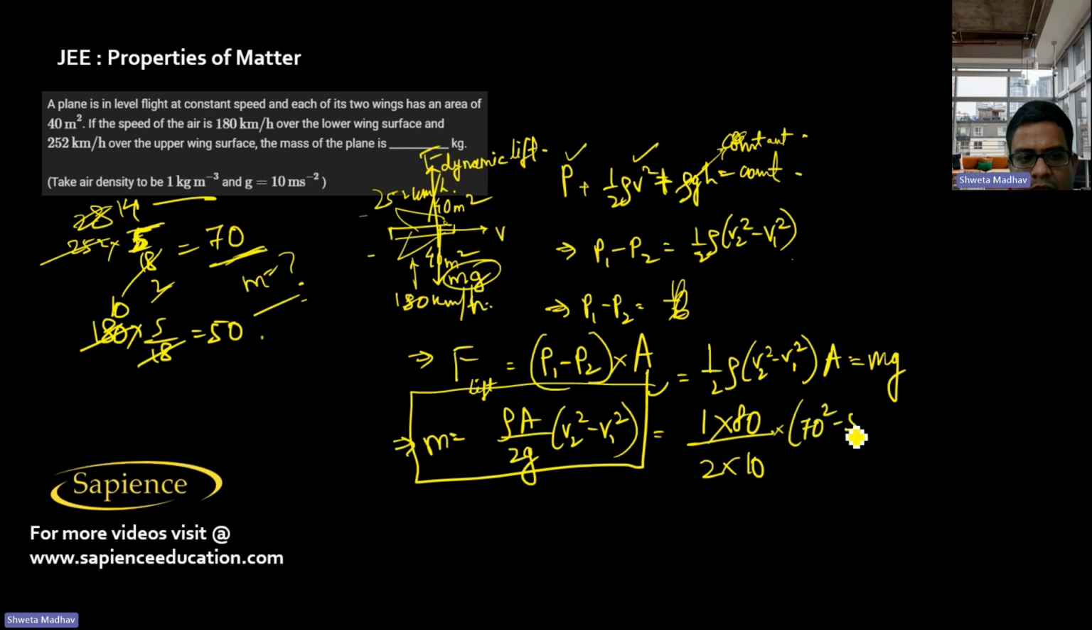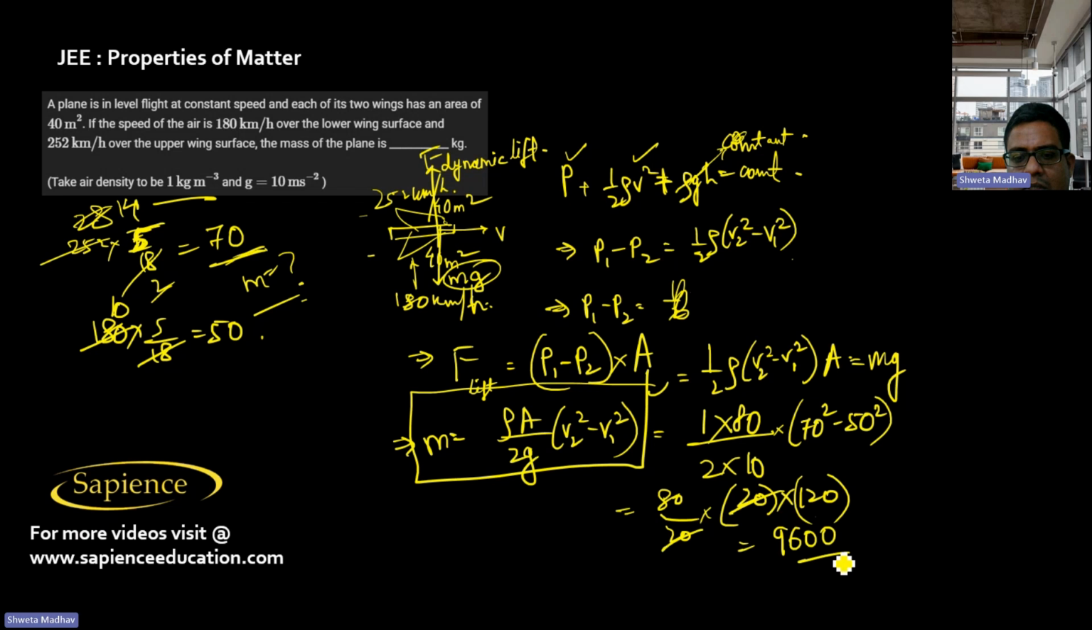So m should be equal to 80 by 20 into 70 square minus 50 square, which is 80 by 20 into 70 minus 50, that is 20, into 70 plus 50, that is 120. 20 and 20 will get cancelled. 80 into 120 is 9,600. So 9,600 kg is the mass of the plane. So 9,600 is the answer.